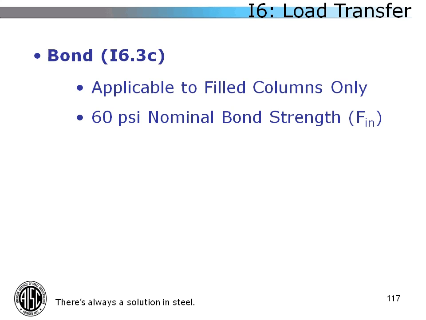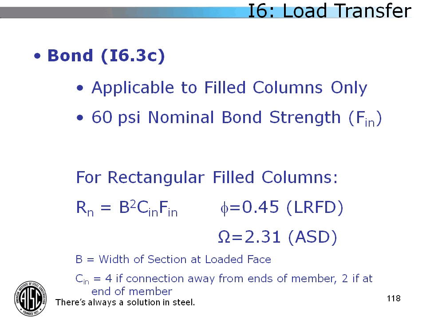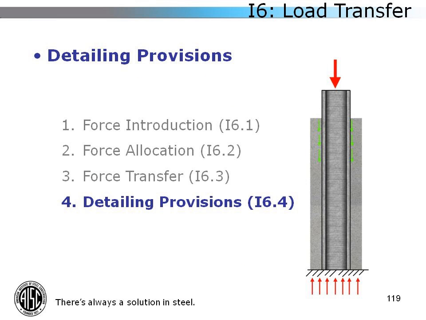Our third possible load transfer mechanism is bond, again applicable to filled columns only. 60 psi is the bond strength that's provided. This is actually quite low, and it comes with a phi factor of 0.45, which is the lowest phi factor in the entire specification, representing all the different scatter that's in the data. So you aren't going to get a whole lot of use out of these bond provisions if you have high transfer forces. And then finally we have our detailing provisions. We'll discuss those a little bit later on.